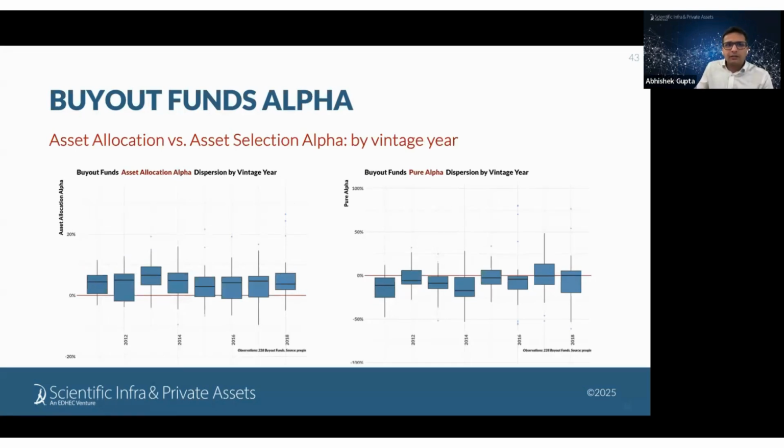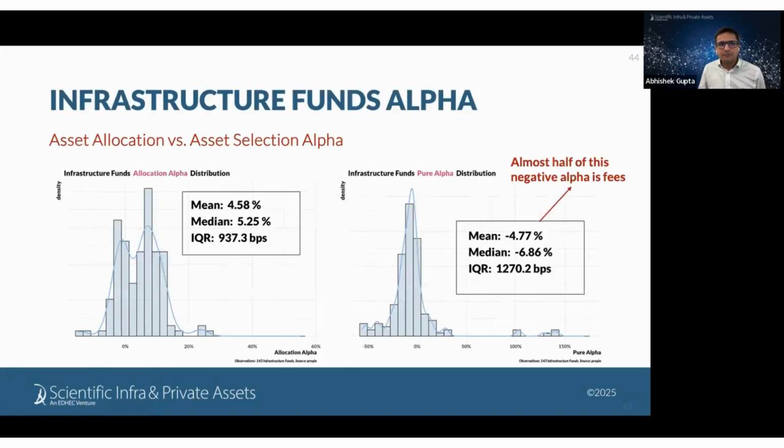Similarly, if you look at it by vintage, we establish the same pattern. Asset allocation drives the majority of the returns on average. And pure alpha, that is picking the investments and timing, is on average negative, even though it's volatile between vintages. So again, the point on diversification becomes relevant.